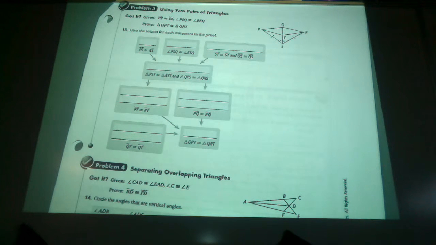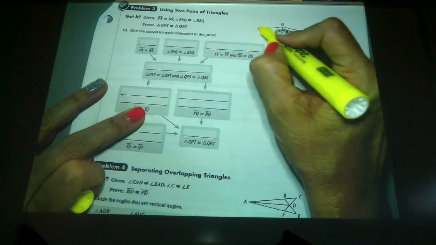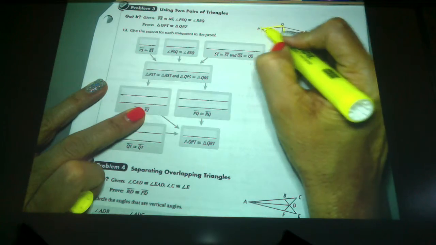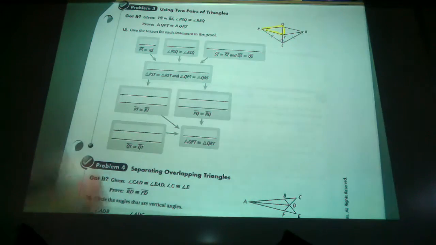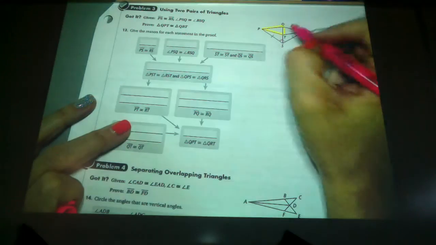Okay, so on this proof, you're given that side PS is congruent to side RS, and they have those tick marked. And then angle PSQ is congruent to angle RSQ. And so those are triangles within there, and they've arc marked those. Got a lot of different triangles touching and overlapping each other. Your job is to prove that triangle QPT, Q to P to T, is congruent to triangle QRT.